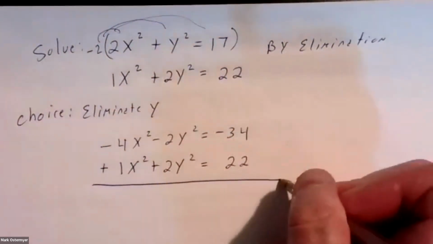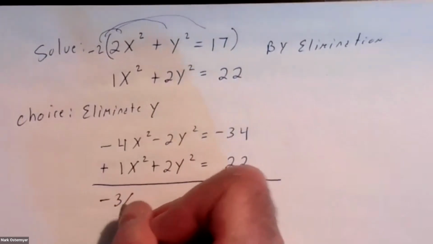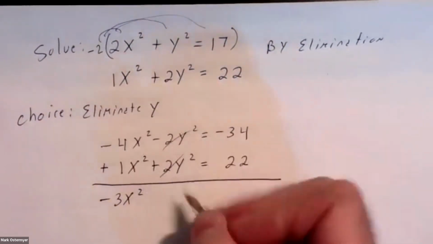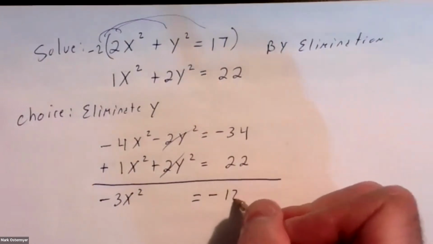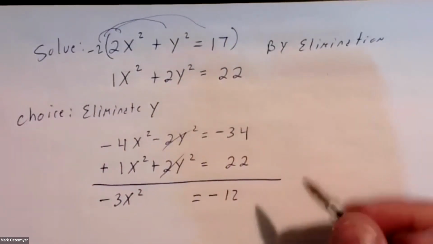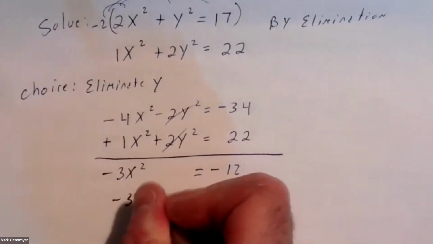Now we add these equations together. Negative 4x squared plus 1x squared is negative 3x squared. The y terms are eliminated. And we're left with negative 12 on the right. Solving for x now, we divide both sides by negative 3.